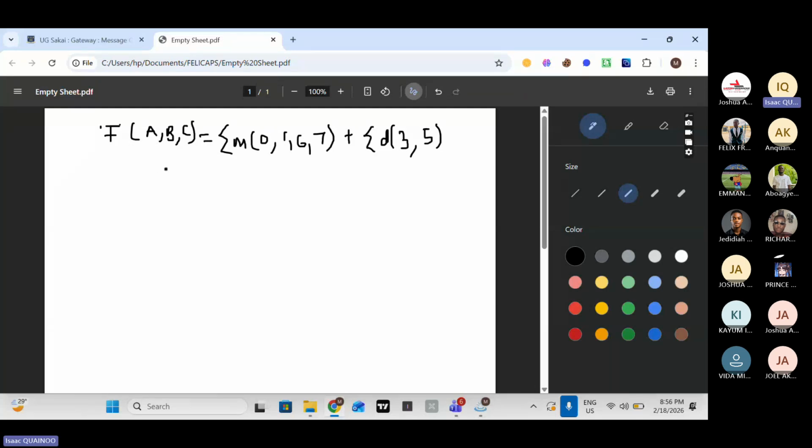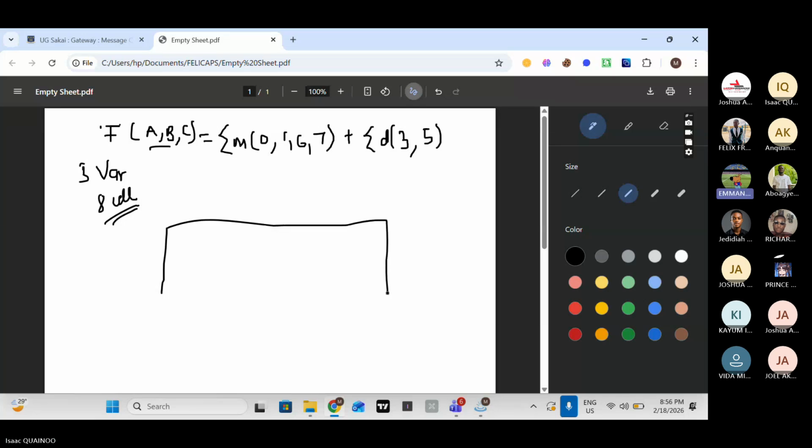So now let's look at this Boolean expression function right here. We have a function that has 3 unique variables. So the first thing we can deduce from this question is that this is a 3 variable function, right? And if we have a 3 variable function, we know that we are going to use an 8-cell K-map, because 2 raised to the power 3 gives us 8. So we can now proceed to draw our K-map.